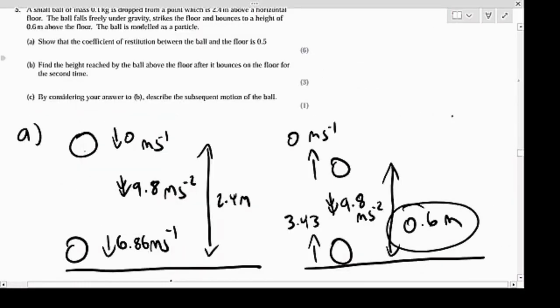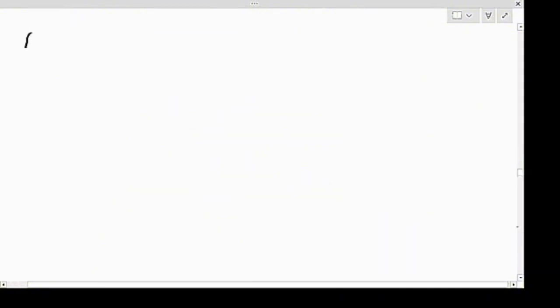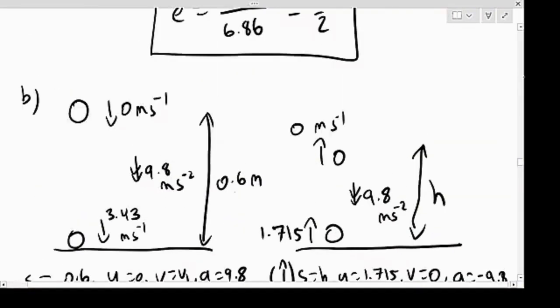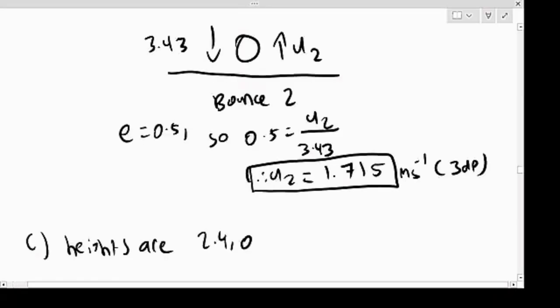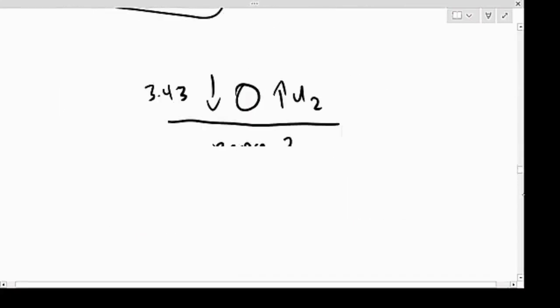Then in part C it says, by considering my answer to part B, describe the subsequent motion of the ball. So it's very similar to the last question. So describe the motion. So we're going to need to again take into account the heights. So the heights are, now originally the height was 2.4, then it went to 0.6. So it's 2.4, 0.6. Then we got 0.15, right?